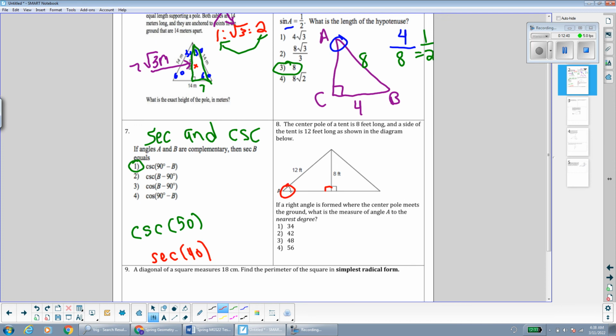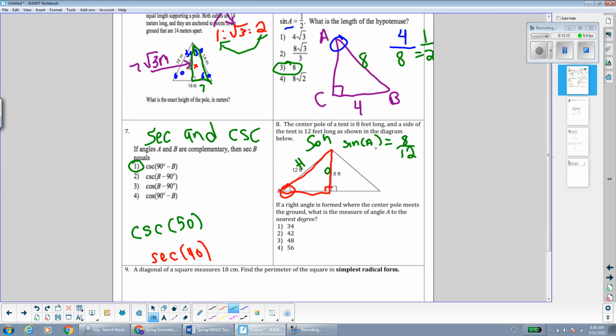So we're looking for angle A. We do have a right triangle, and I see that we have information about the side opposite from angle A and about the hypotenuse of the right triangle. So in SOHCAHTOA, that would be sine, because we have opposite and we have the hypotenuse. So we can set up a sine ratio. Sine of angle A is equal to opposite, which is 8, over hypotenuse, which is 12.